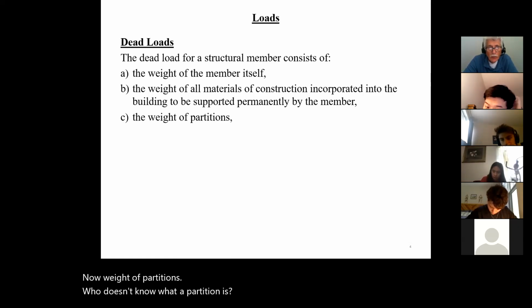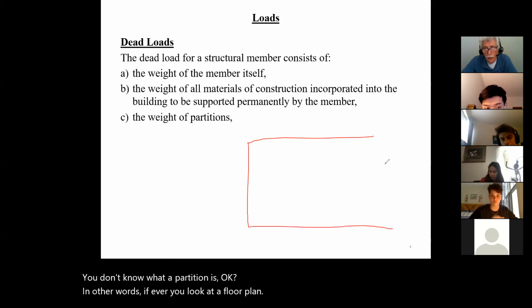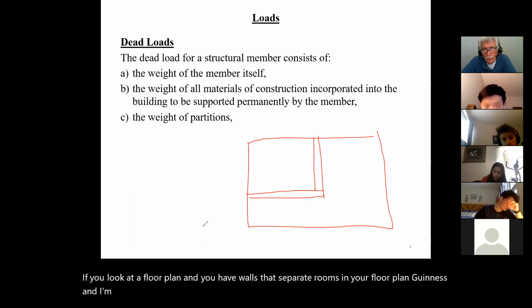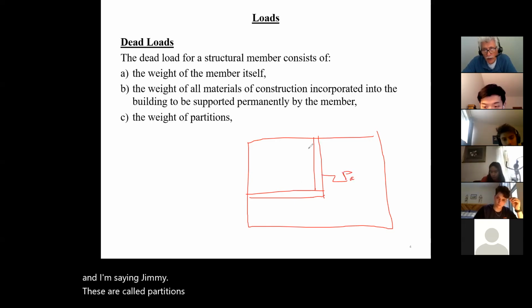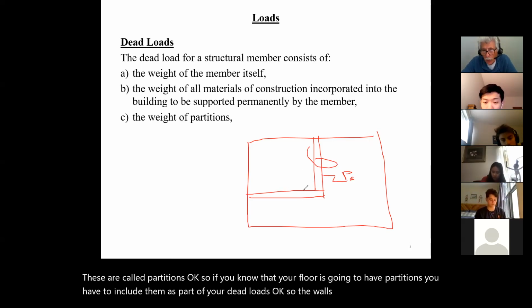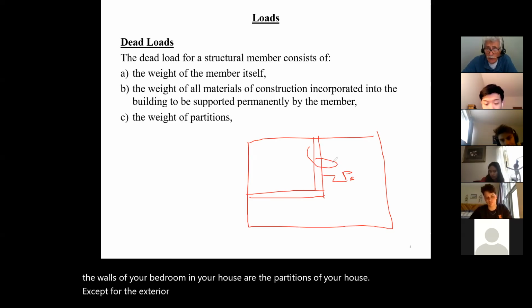I don't know. You don't know what a partition is, okay? In other words, if you look at a floor plan and you have walls that separate rooms, do you understand what I'm saying, Jimmy? These are called partitions. So if you know that your floor is going to have partitions, you have to include them as part of your dead loads. The walls of your bedroom in your house are the partitions of your house. Except for the exterior wall, I'm talking about all the ones on the inside, okay? So those are partitions.